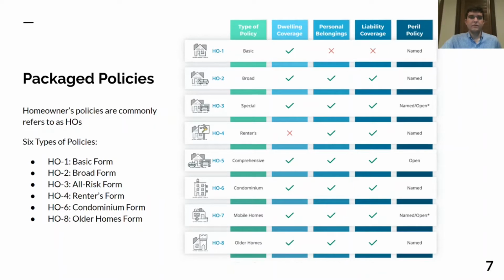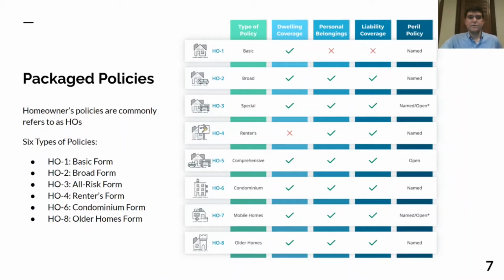packages that insurance companies offer their customers where they can select different packages based off of how much coverage they want or their living spaces. And homeowners policies are commonly referred to as HOs. As we can see, for our purposes, there are 6 types of policies. They're listed down below here, down on the left. There's basic, broad, all risk, renters, condominium, and older home forms.